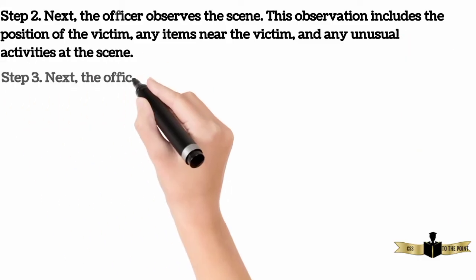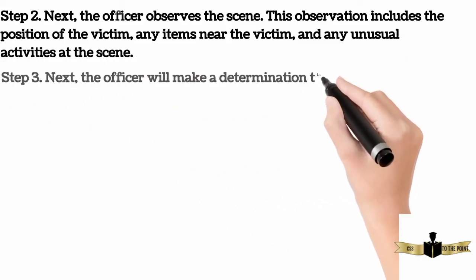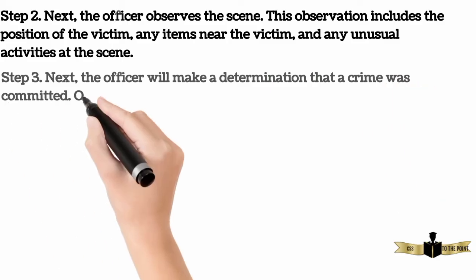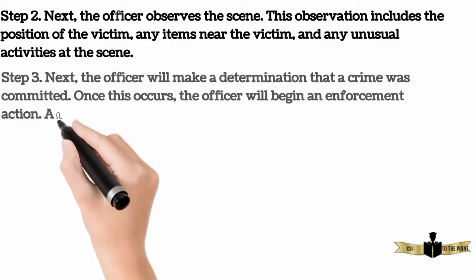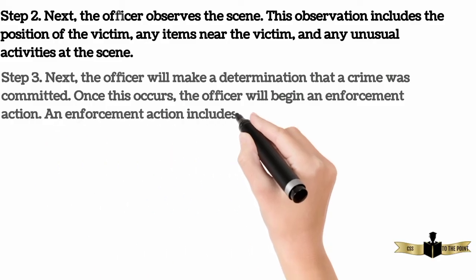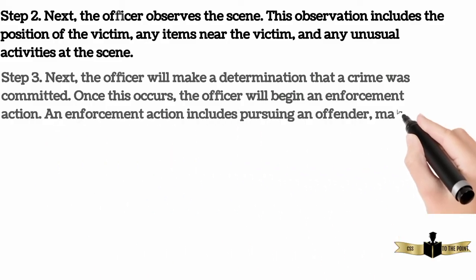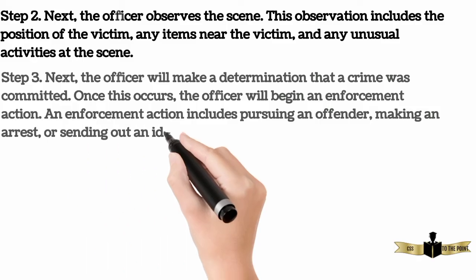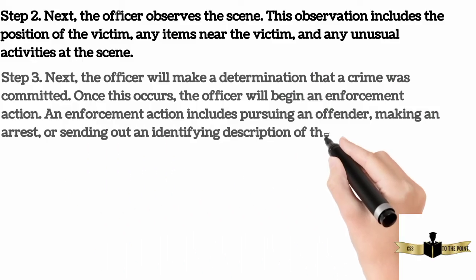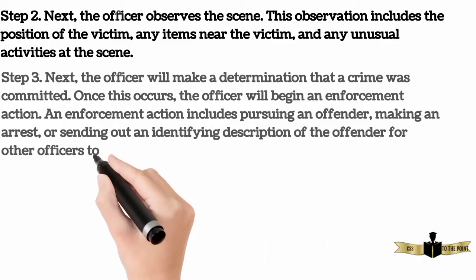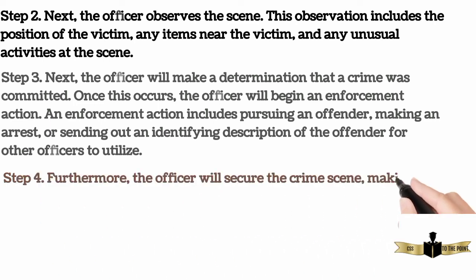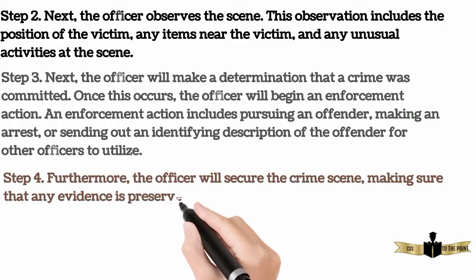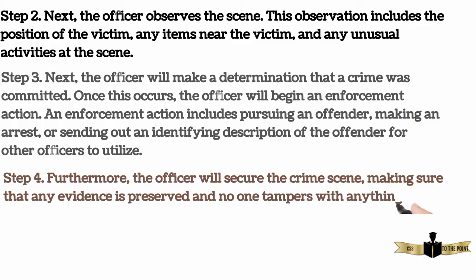Step 3. Next, the officer will make a determination that a crime was committed. Once this occurs, the officer will begin an enforcement action. An enforcement action includes pursuing an offender, making an arrest, or sending out an identifying description of the offender for other officers to utilize. Step 4. Furthermore, the officer will secure the crime scene, making sure that any evidence is preserved and no one tampers with anything at the scene.